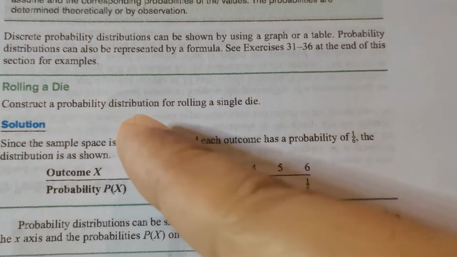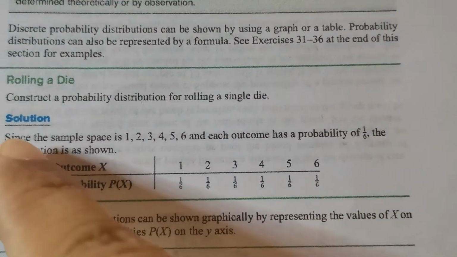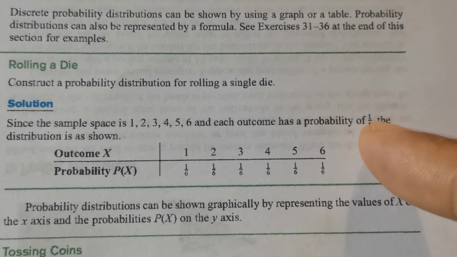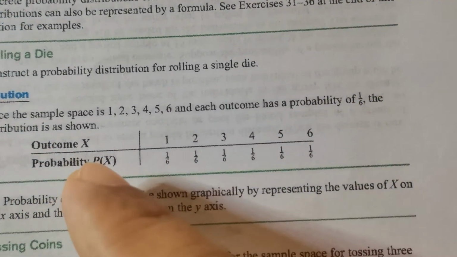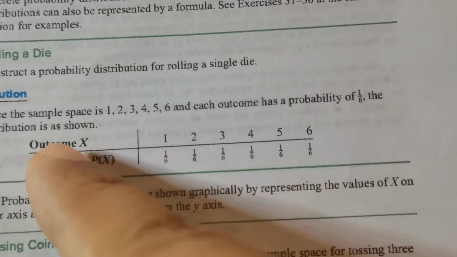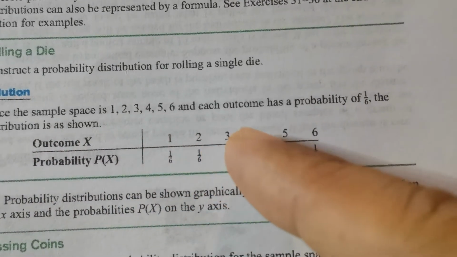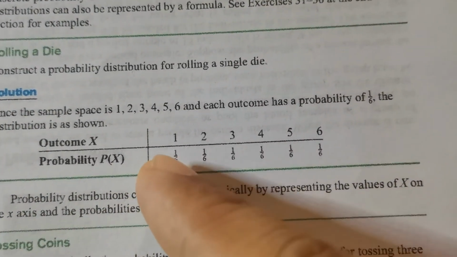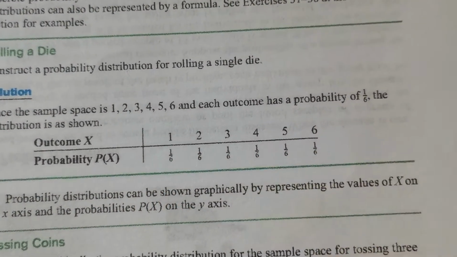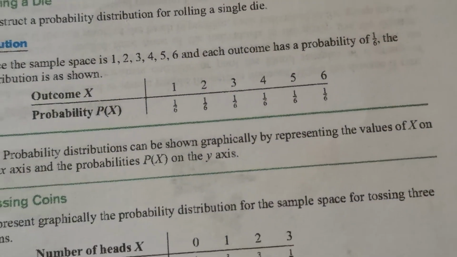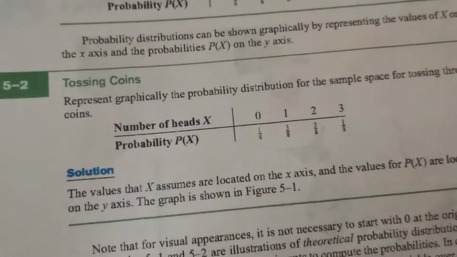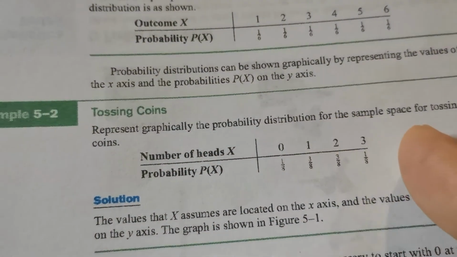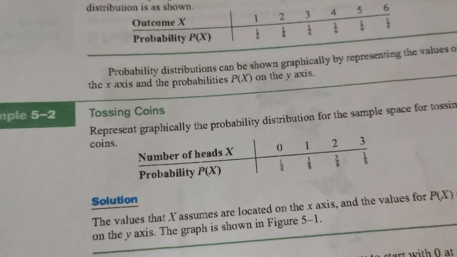Construct a probability distribution for the rolling of a single die. Since the sample space is 1, 2, 3, 4, 5, and 6, and each outcome has a probability of 1/6, the distribution is shown here. The outcomes of x are 1, 2, 3, 4, 5, and 6, and the probability of each outcome is 1/6. And then this next one is about tossing coins: represent graphically the probability distribution for the sample space for tossing 3 coins.